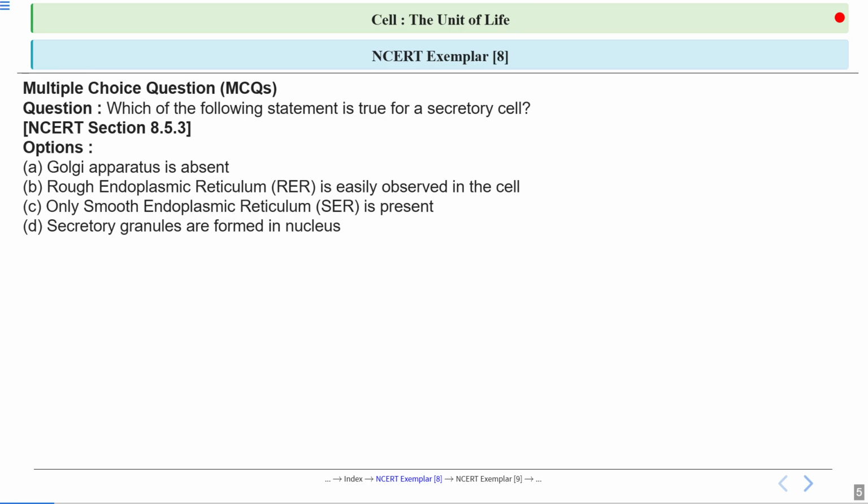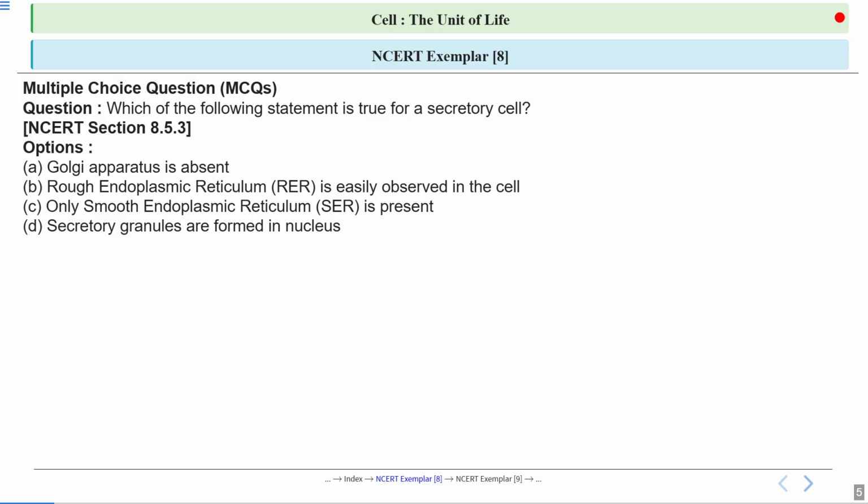Okay, so first question is here. Which of the following statements is true for the secretory cells? This question is coming from the NCERT section 8.5.3, and the options are as follows. A. Golgi apparatus is absent. B. Rough endoplasmic reticulum is easily observed in the cell. C. Only smooth endoplasmic reticulum is present. And option D says secretory granules are formed in nucleus. Okay, so they are asking about the secretory cells.